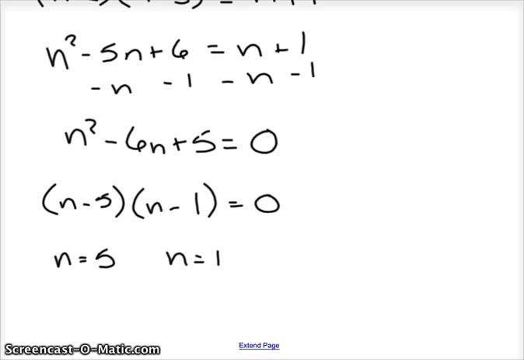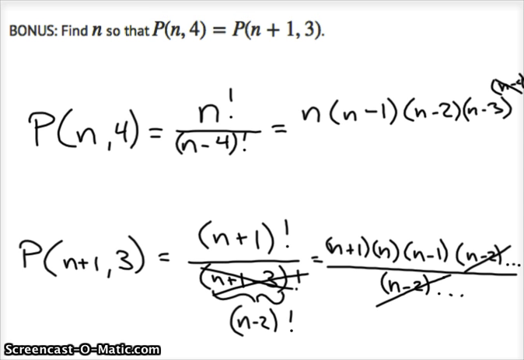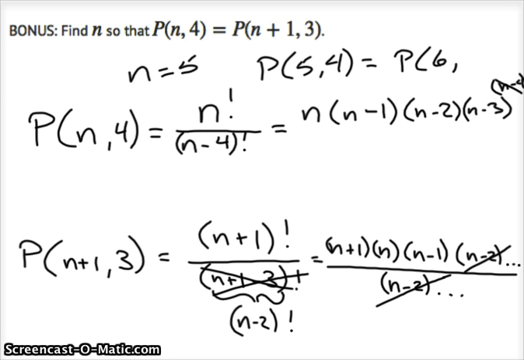The problem with n equals 1 is that if you have one person, you can't choose 4 slots because you do 1 times 0 times negative 1 times negative 2, which makes no sense for permutations. So that one's gone. You're left with n equals 5. So going back up to our original question, that's going to be it, n equals 5. So the two numbers we're actually going to choose are 5 and then 6. So permutation of 5 choose 4 is equal to the permutation of 6 choose 3.